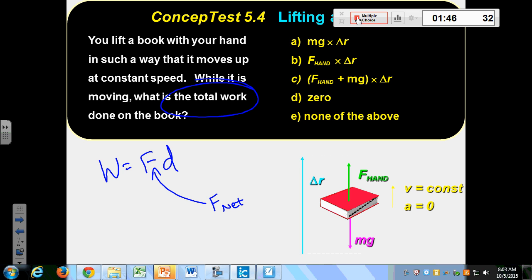What is the net force on this object? It's zero, right? We know it's zero because of Newton's second law: the net force is mass times acceleration, and it says that it's moving up at a constant speed. That means the velocity is not changing, so the acceleration is 0. Let's do about 5 more seconds. I'll stop at 2:15.